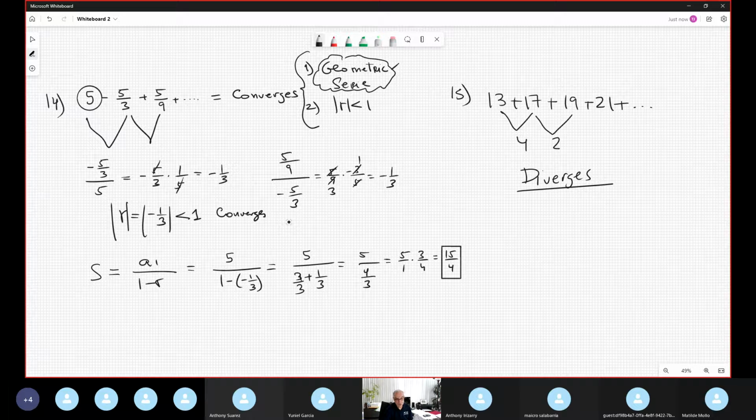In calculus, you see the conditions: number one, to be a geometric series, and the common ratio less than 1. If these two conditions are satisfied, then it converges. Otherwise, no. Suppose another case, a geometric series, but the common ratio is 2. No. It diverges. Okay?